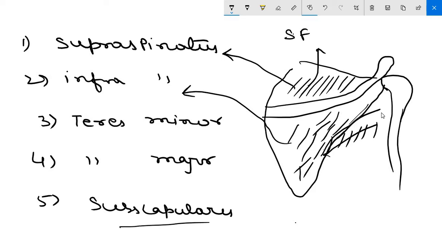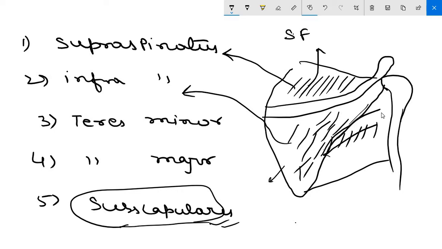And from the lower 1/3 of the dorsal surface of the lateral border and the inferior angle of the scapula, the muscle taking origin is teres major. This is the dorsal surface, and on the ventral surface the subscapularis muscle is present. I am showing a diagram of the dorsal surface, so here teres major is taking origin. Now coming to the insertion.